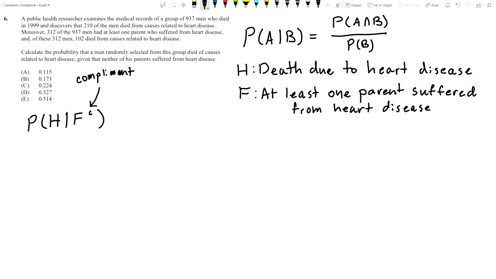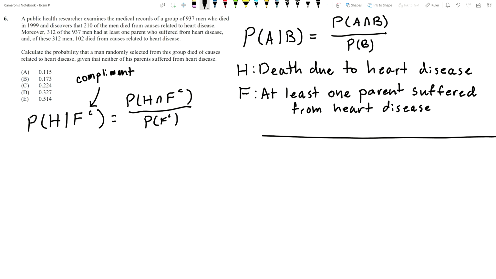Using the conditional probability formula, this will be equal to the probability of death due to heart disease intersected with neither parent suffering from heart disease, or H intersected with F's complement, over the probability that neither parent suffered from heart disease, or F complement. Let's break each of these probabilities down individually.